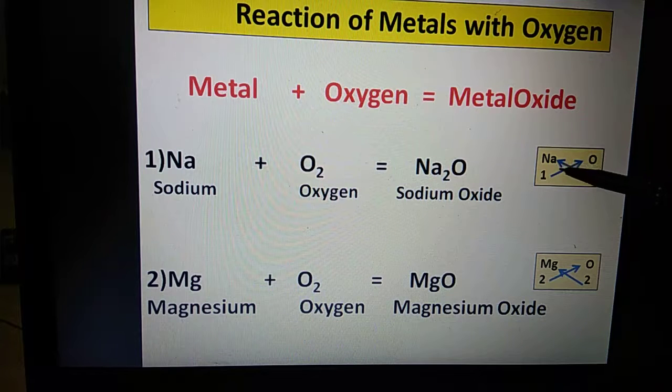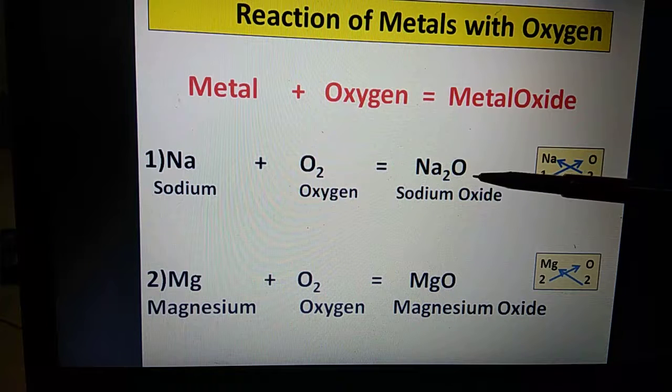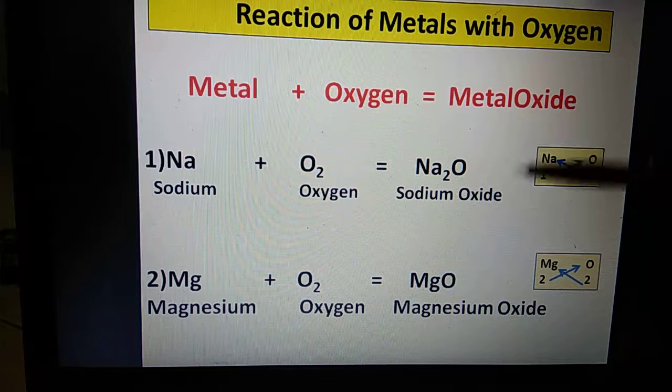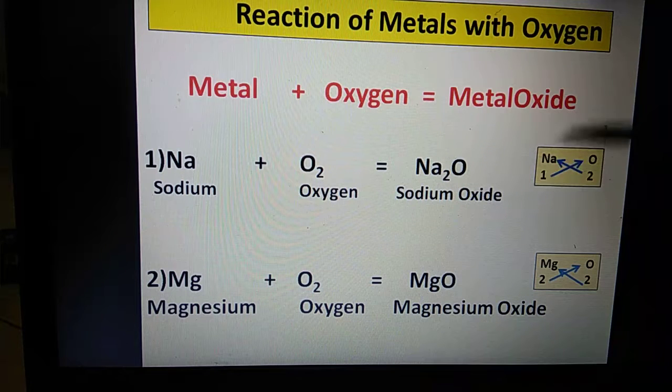So sodium's valency is 1, oxygen's valency is 2. So what happens? It cross multiplies each other. So Na gets 2 and oxygen is 1. So no need of writing that one. So the molecular formula of the metal oxide is Na2O. Okay, so sodium oxide is Na2O. So did you understand how we got this?